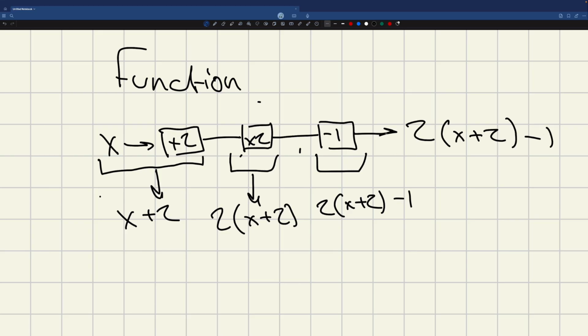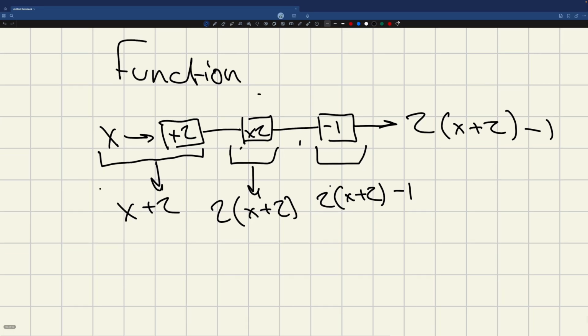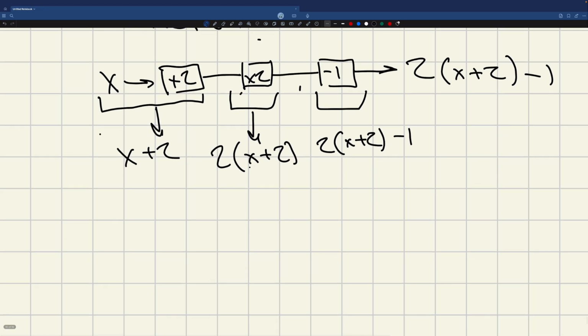Now, how does this relate to functions? Very simple. Functions are essentially these machines. And what do I mean by that? Well, let's take down the function f of x is equal to 2x plus 2 minus 1.